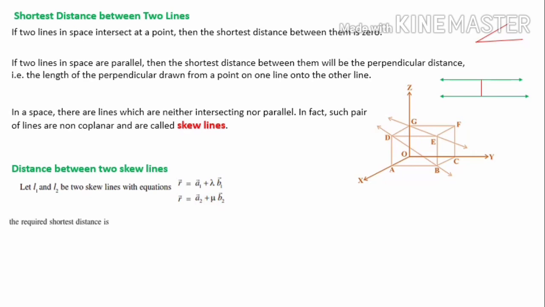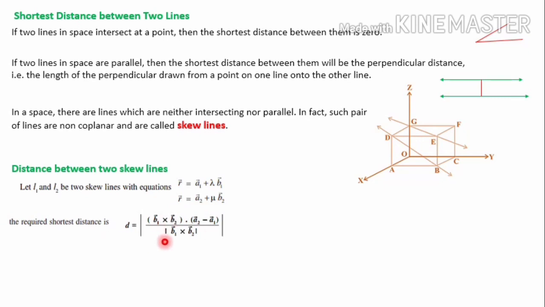Here the distance between two skew lines, or the shortest distance between them, is D = modulus of (B1 cross B2) dot (A2 minus A1), divided by modulus of B1 cross B2. So you need to learn this formula by heart. D = |(B1 × B2) · (A2 − A1)| / |B1 × B2|. When an equation is in this form, you must quickly identify what is A1, B1, A2, B2. That is very important to substitute in this formula.